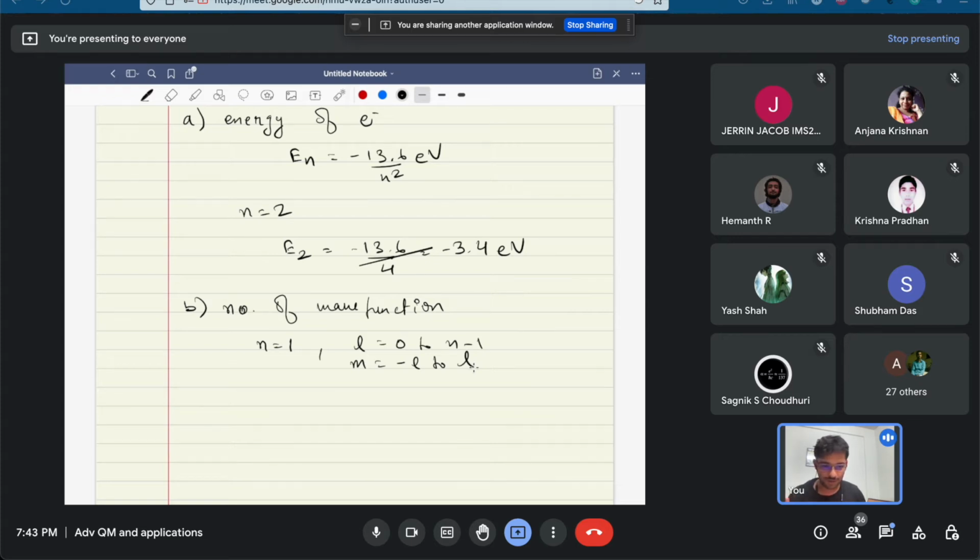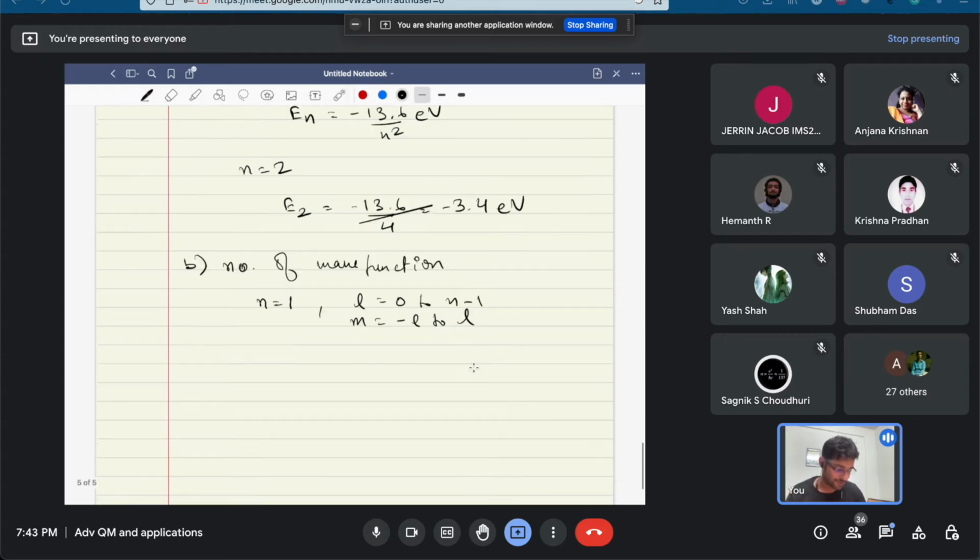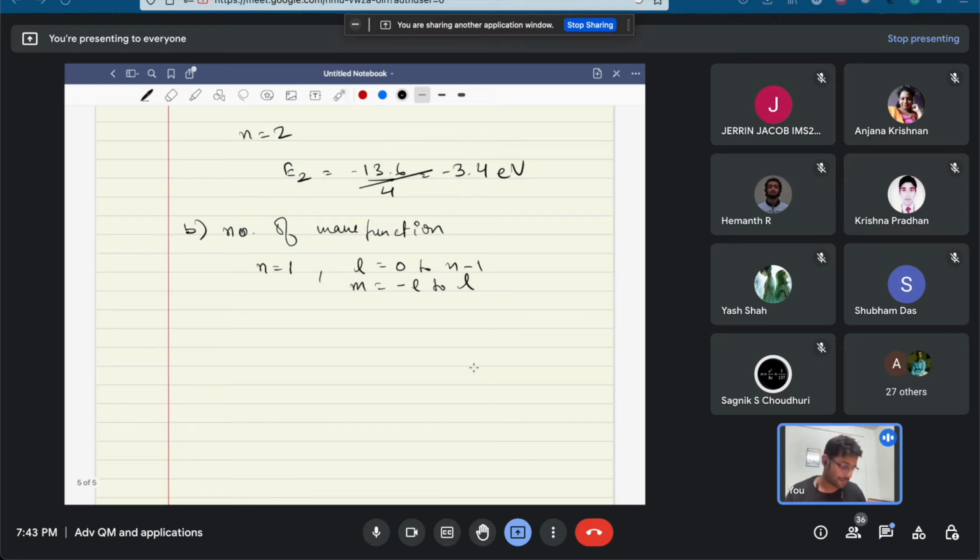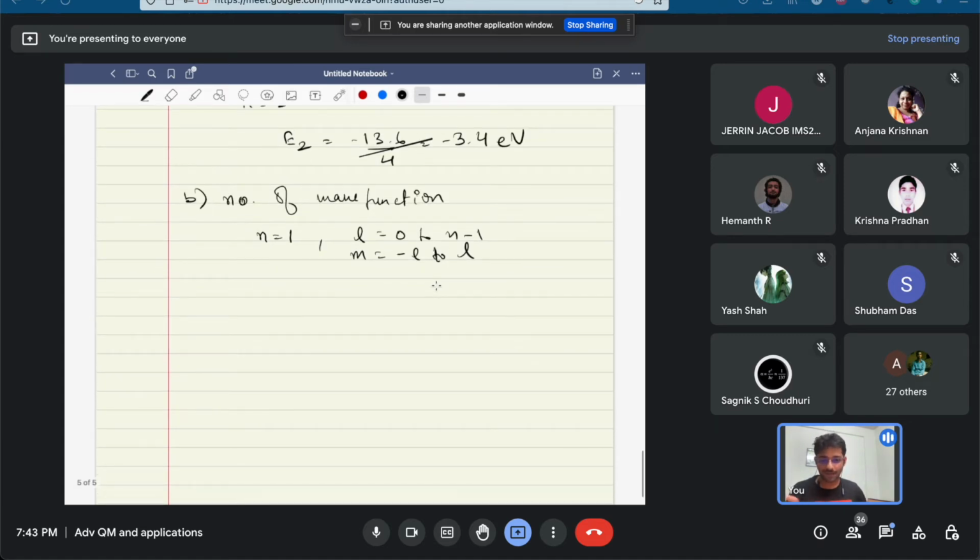You can correct me if I'm wrong at any point of time, because I'm in my PhD final year and some of the initial stuff is a bit loosening up. So like the minus signs, I have messed up a bit somewhere.